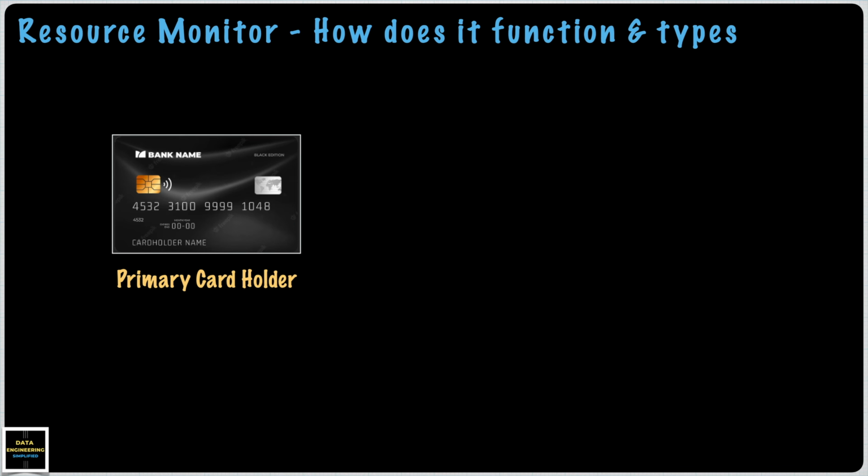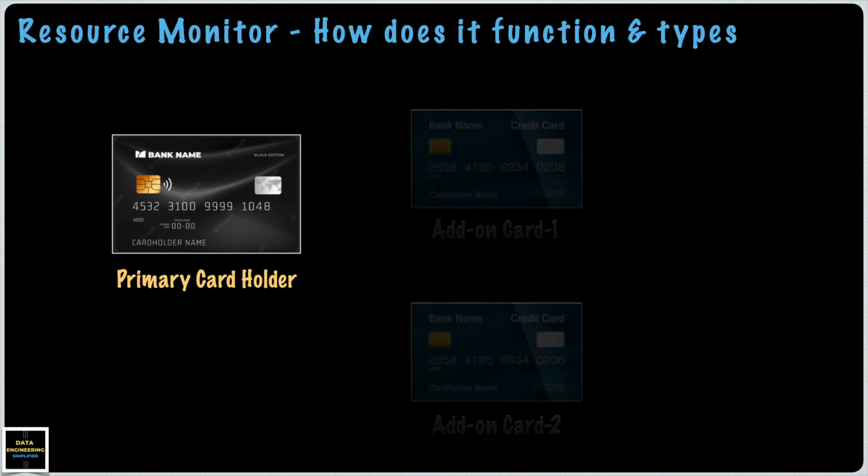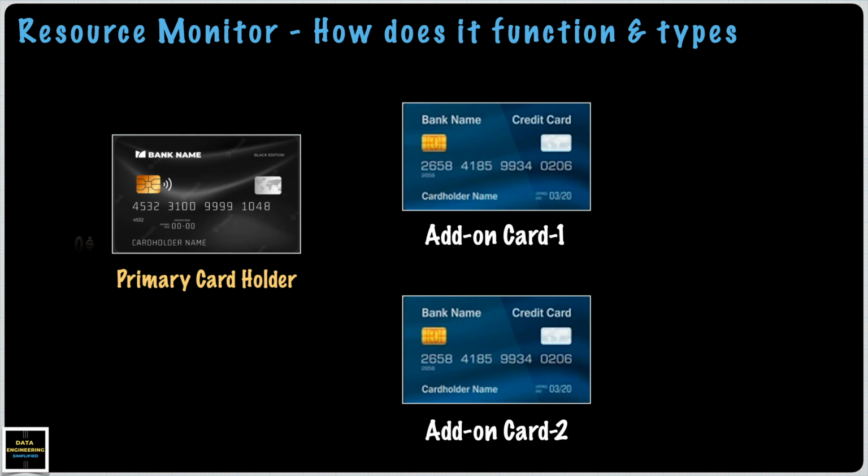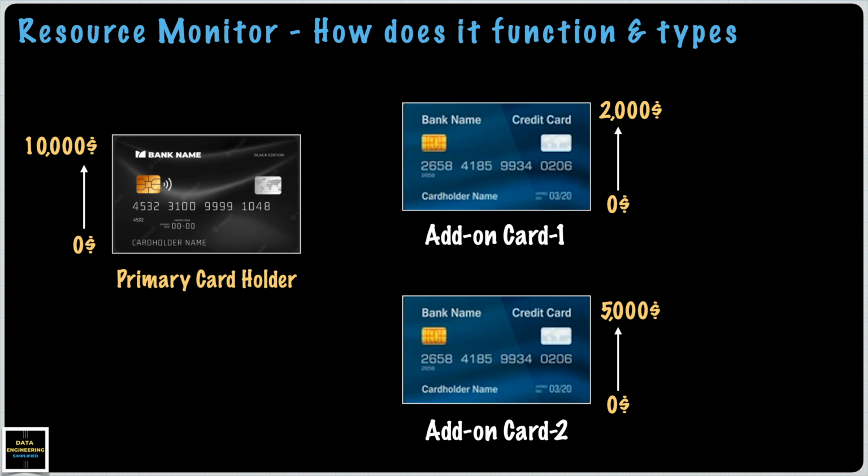Account level resource monitor is more like a primary credit card holder, and virtual warehouses are more like add-on card holders. The primary card holder has a credit limit, for example 10K, and all add-on card holders issued by the primary card holder also have their individual credit limit, or we can call it an individual quota for spending money.